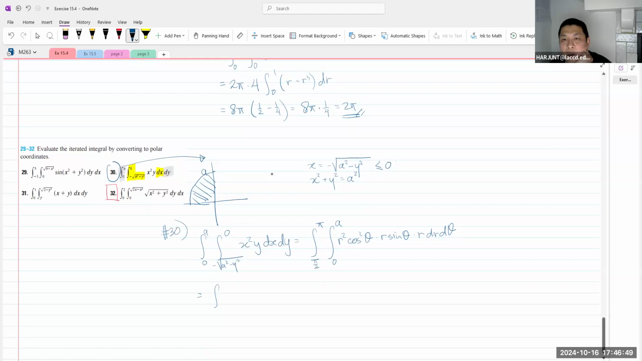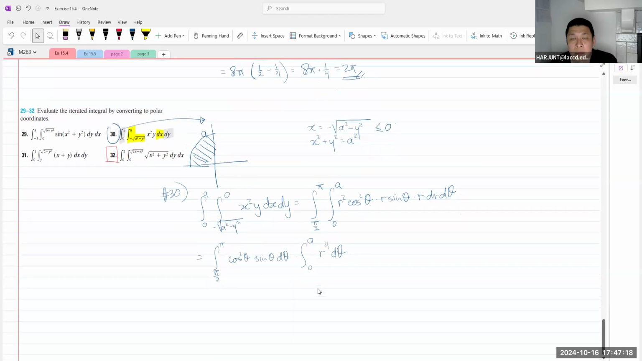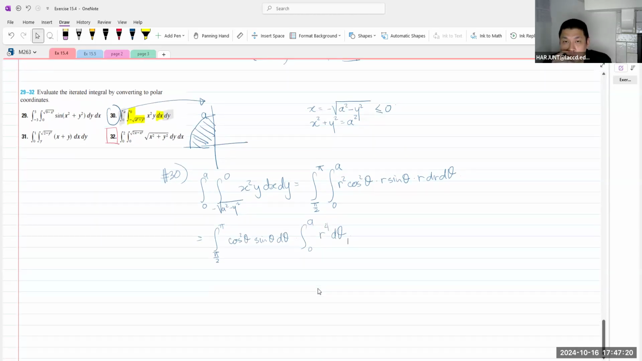The domain is a rectangle and the integrand is separable, so I will use Fubini's theorem here. That is the integral from pi over 2 to pi of cosine squared theta sine theta d theta, times the integral from 0 to a of r to the 4th dr. This part here will be 1/5 a to the 5th, but the first part, I don't know.